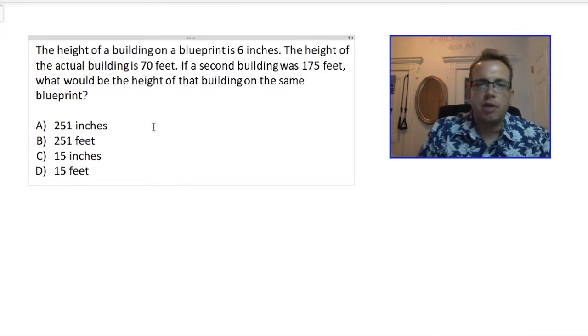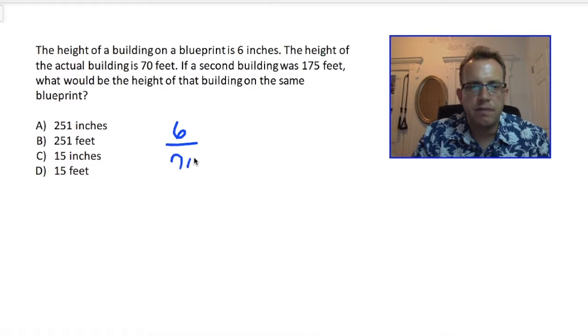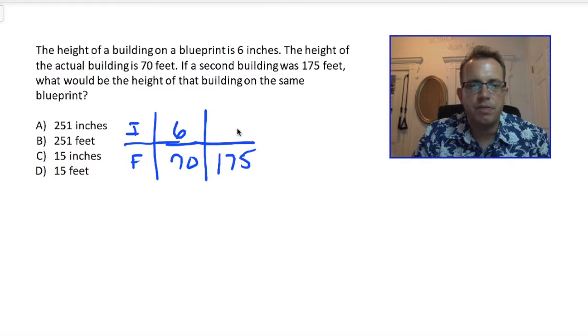I'm going to go ahead and solve the problem now. We have to set up a proportion. We know that 6 inches is equal to 70 feet. Let's put F for feet, I for inches, so we don't get it confused. I like to make a little chart. We also know that the second building is 175 feet, so we need to find X, the number of inches. We simply do our proportion method.